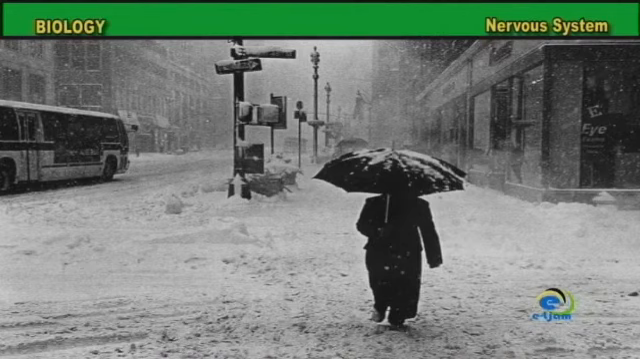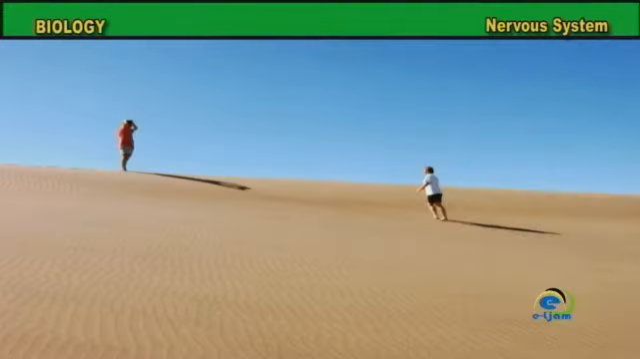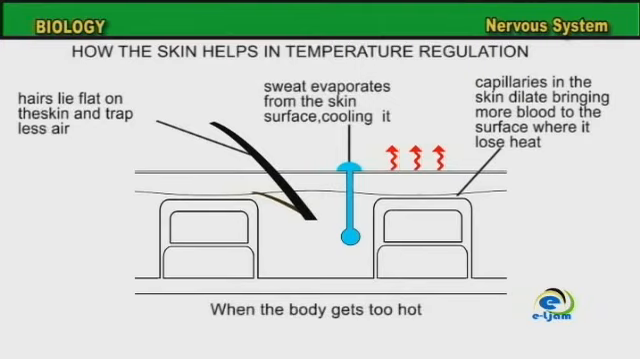In cold weather, the body also constricts or reduces the size of the blood vessels in the skin. This reduces the amount of blood flowing to the skin and therefore reduces the amount of heat loss from the surface of the skin. In hot weather, the opposite occurs. The blood vessels near the surface of the skin dilate or increase in size. This increases the amount of blood near the surface of the skin. More heat is lost from the body and more sweat is produced to cool the skin.